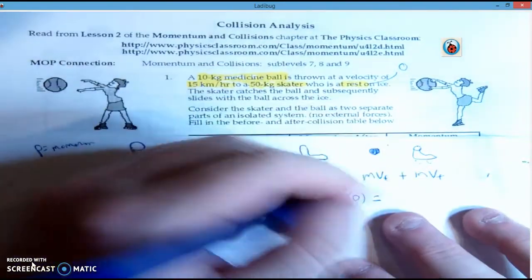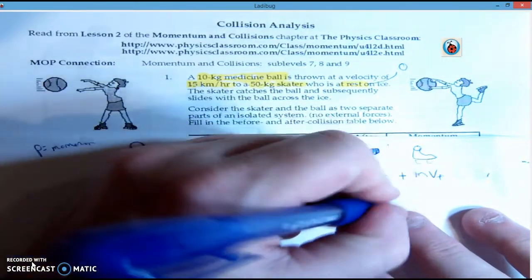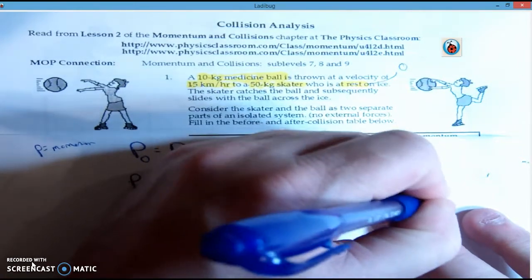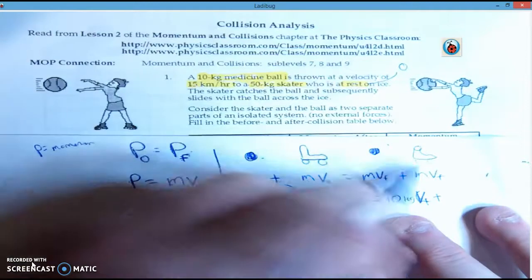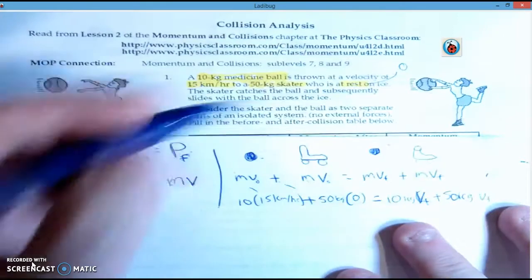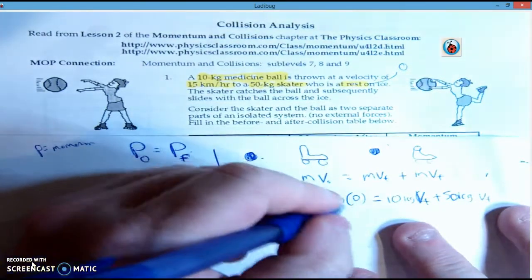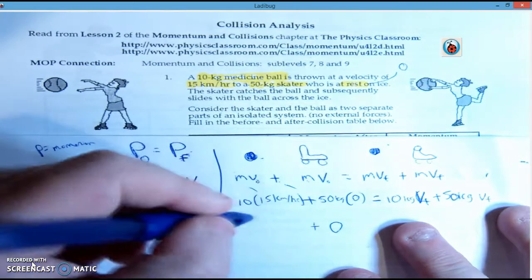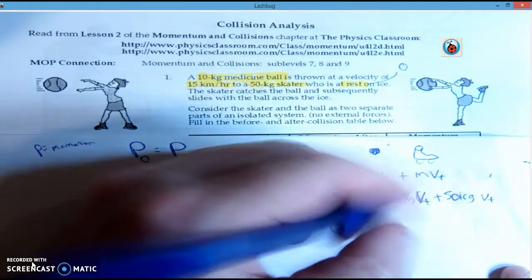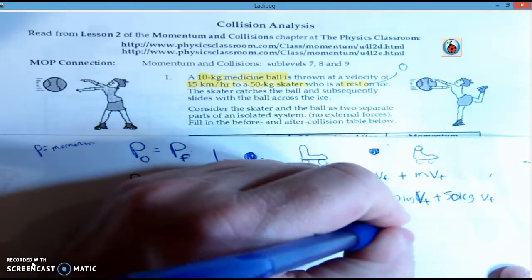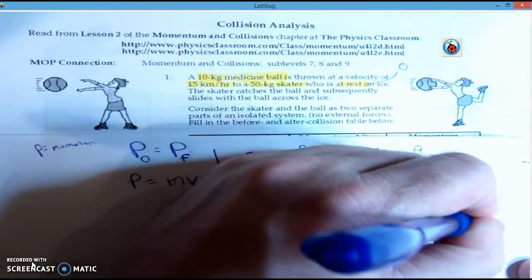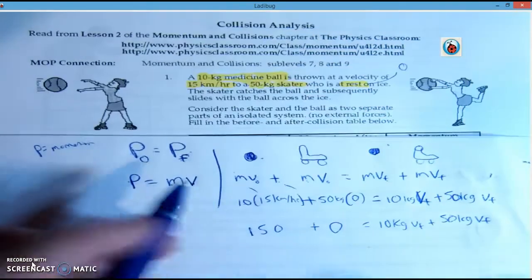Equals, again, mass is the same. Doesn't matter before or after, mass is the same. So 10 kilograms times the final velocity, which we don't know yet, plus 50 kilograms times the final velocity. So let's combine this stuff. This times this is 0. This times this is 150, equals 10 kilograms times final velocity plus 50 kilograms times final velocity.